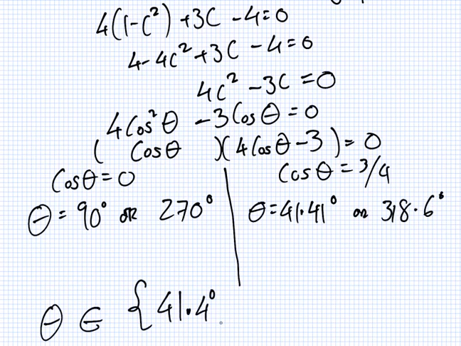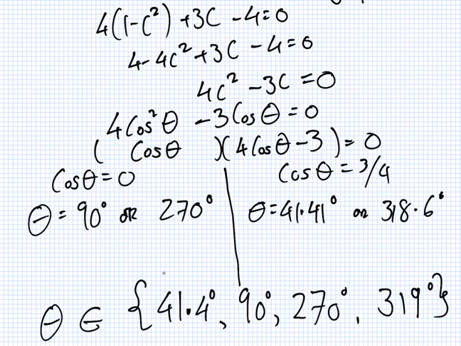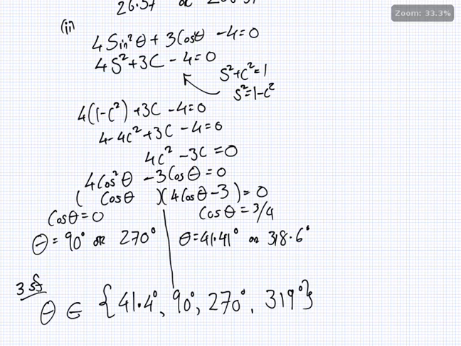So my answers are 41.4 degrees, 90, 270 degrees, or 319 degrees. And by the way, I'm doing this to 3 significant figures. There you go, 5 marks there. So what if I just keep equals to all the answers instead of bracket? No, that's not important.